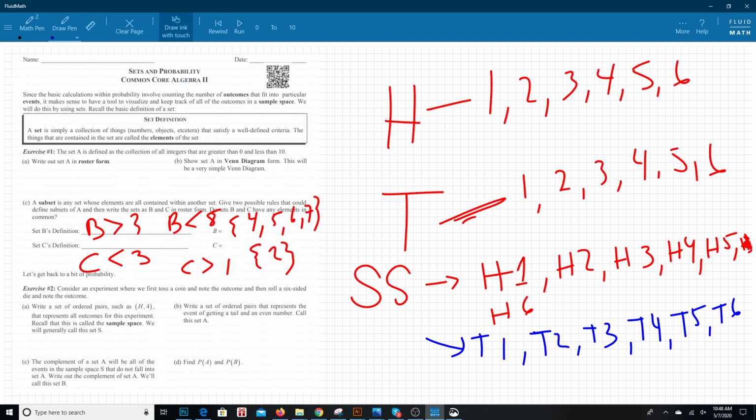Recall that this is the sample space. The question says write a set of ordered pairs that represent all the outcomes. Okay. All right.